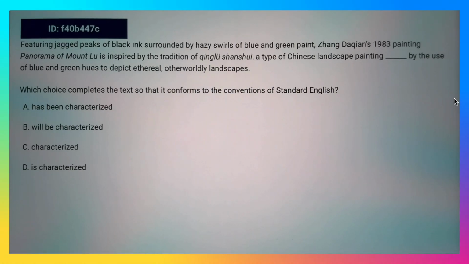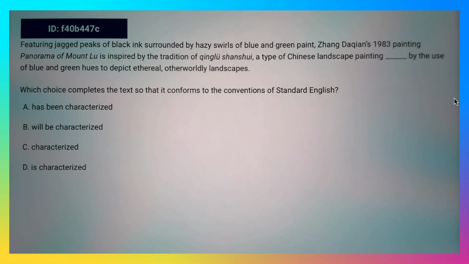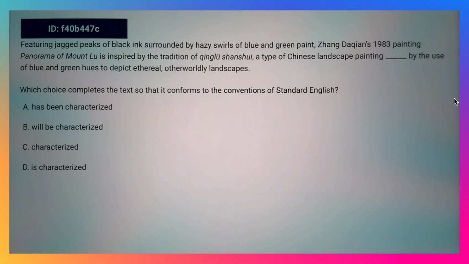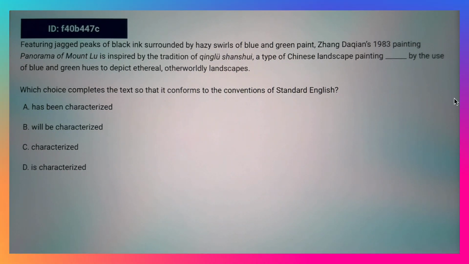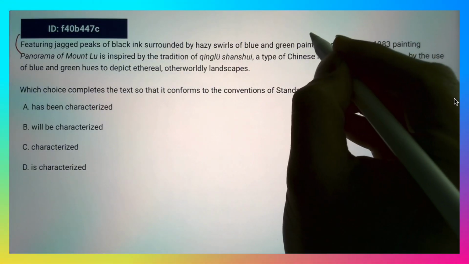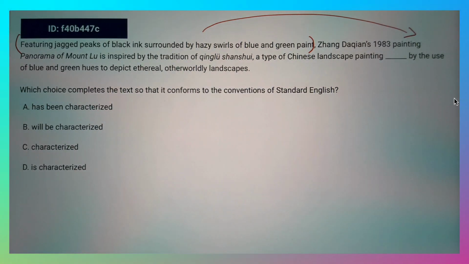Featuring jagged peaks of black ink surrounded by hazy swirls of blue and green paint, Zhang Daqin's 1983 painting Panorama of Manlu is inspired by the tradition of Qinglü Sanshui, a type of Chinese landscape painting. Okay, so we have a present participle phrase that describes the painting. What's featuring? The painting. Painting is featuring here.